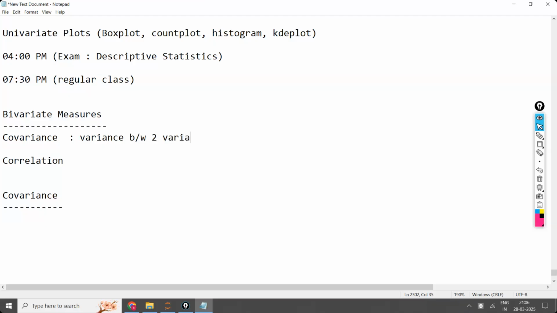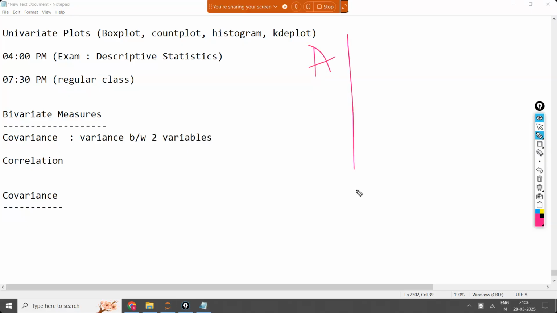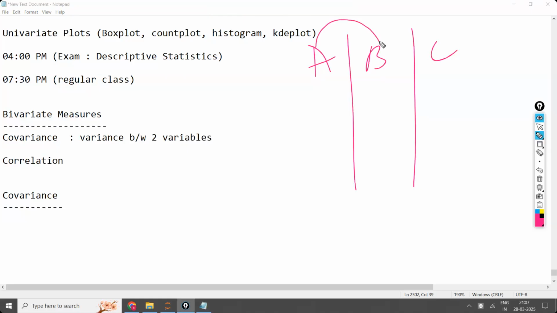Sir, can we calculate the covariance between three variables? No. It is a bivariate measure. At a time, two variables only. For example, I'm having three variables, A column, B column, C column. If I want to calculate the covariance, first you have to calculate the covariance between A and B, A and C, B and C separately. Is the point clear?